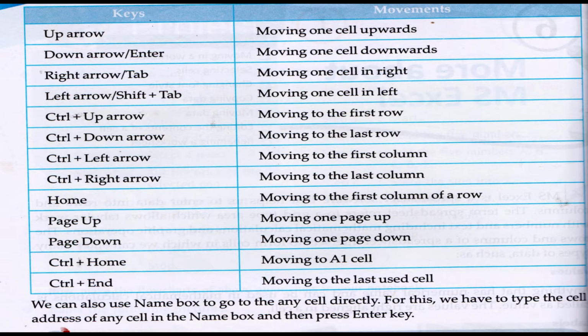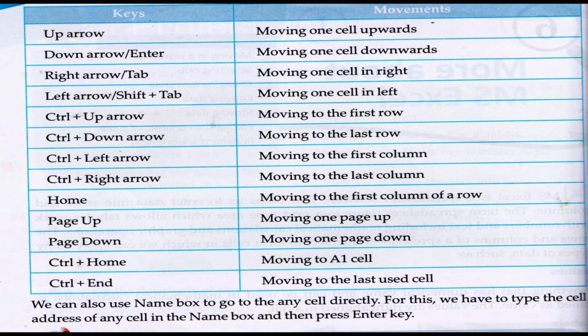Next, we will see moving in a worksheet. How can we move in the worksheet? Up arrow key to move one cell up, down arrow key to move one cell down, right arrow and left arrow to move right and left. Control plus up arrow key to move to the first row, Control plus down arrow to move to the last row.